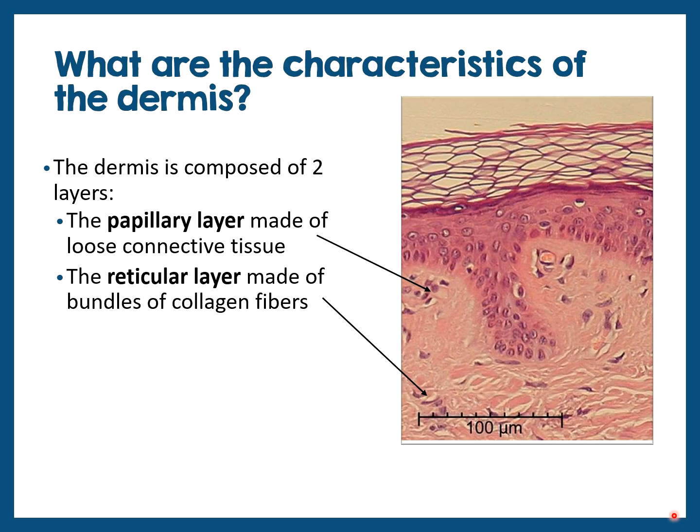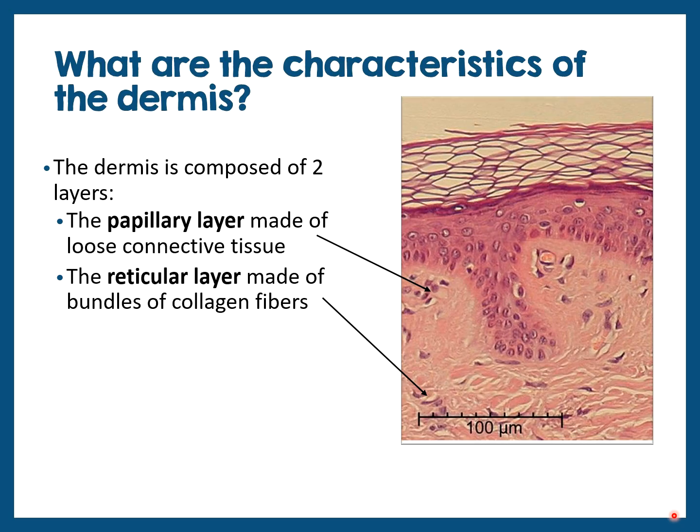In addition, the papillary layer will contain phagocytes, which are defensive cells that help fight bacteria and other infections that have breached the skin. This layer also contains lymphatic capillaries, nerve fibers, and touch receptors called Meissner corpuscles.